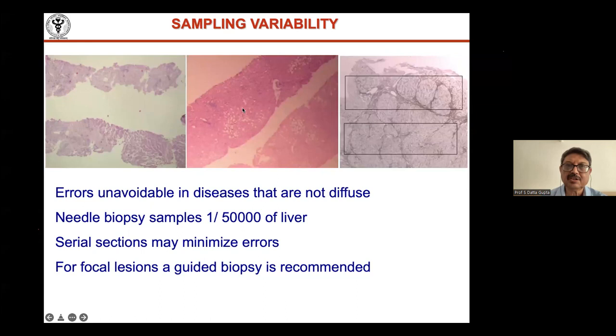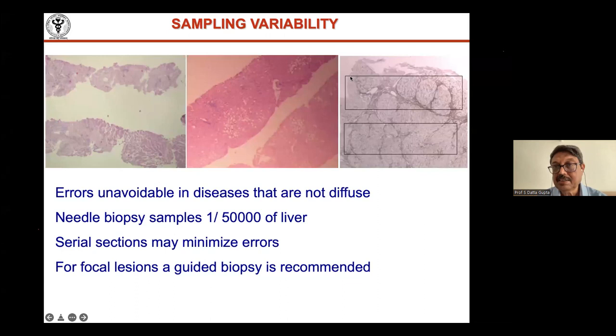The next thing you must remember is that a needle biopsy samples about 1/50,000th of the liver. You may say, oh, what use is it then? It is useful because geologists sample at least 1/1,000,000th of the soil of your earth and they tell you what's deep inside, whether you'll find petrol or not. Similarly, although the liver biopsy samples a bit, it doesn't mean that it won't give you any information. The serial sections are important. You study many sections. And for focal lesions, you take a guided biopsy.